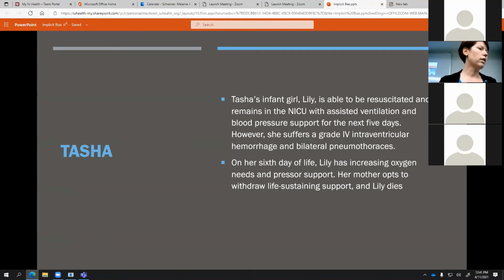Tasha's infant girl, Lily, is able to be resuscitated and remains in the NICU with assisted ventilation and blood pressure support for the next 5 days. However, she suffers a grade 4 intraventricular hemorrhage and bilateral pneumos. On her 6th day of life, Lily has increasing oxygen needs and pressor support, and her mother opts to withdraw support, and Lily dies.